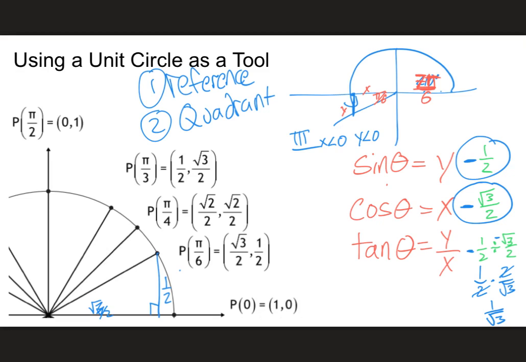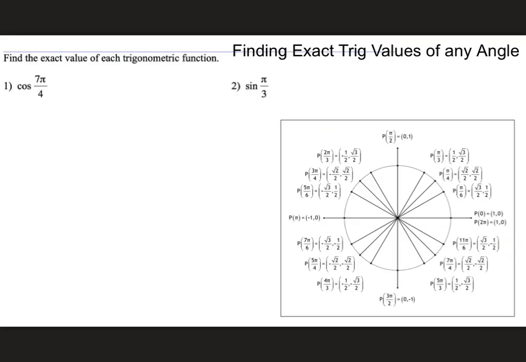Let's look at how we might apply this to a specific problem. All right, so we're trying to find the exact value of each trig function, and one of the things I'd like you to notice is that I gave you a full unit circle this time. In looking at this, one of the things we could literally do for like 7 pi over 4 is find 7 pi over 4 on here. Okay, that's down here.